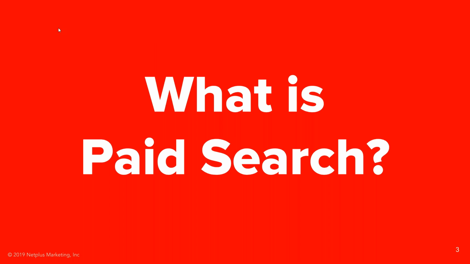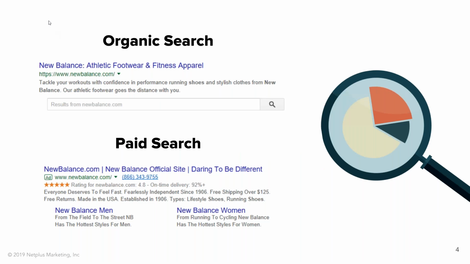So what is paid search? Let's start with the basics here. One of the questions that I always get from clients is how to differentiate between paid search and organic search. And I think it's really important to note here that the organic search results and paid search results look very, very similar, and that's actually by design. What Google wants is for the searcher to have a difficult time differentiating the ads. As you can see, the only designation here, if you were to search for New Balance, is the little green ad symbol on the bottom left there.